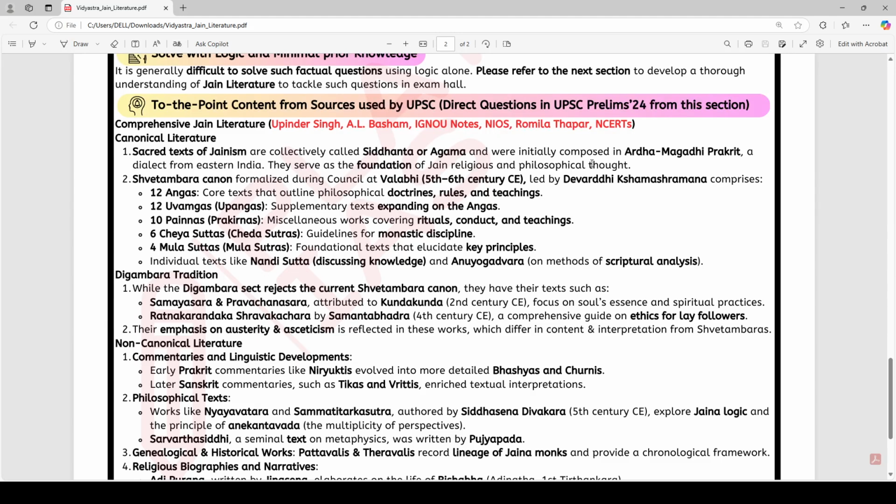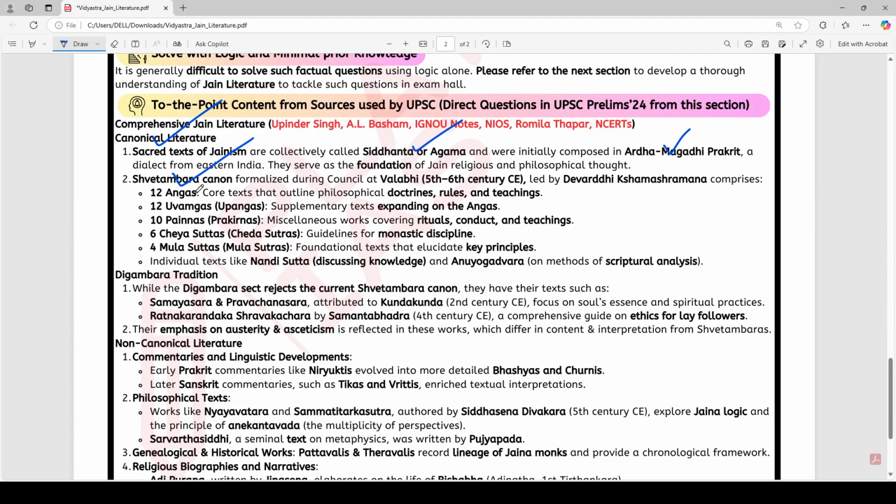So let us start first with the canonical literature. What I have already explained it means, which lays down the basics or foundation of any religion. In case of Jainism, it is known as Siddhant or Agam, and it was compiled in Ardhmagadhi Prakrit. Now, in case of Shvetambara, the school of Jainism, what it consisted of is this. Let us see what these are.